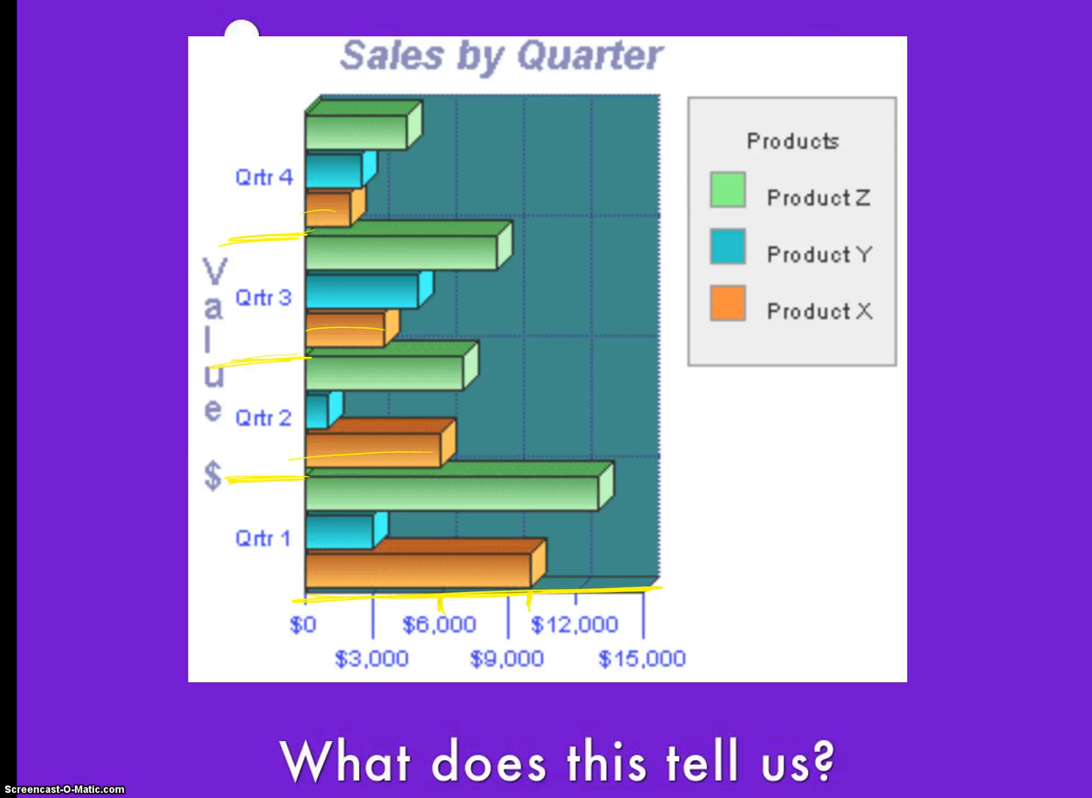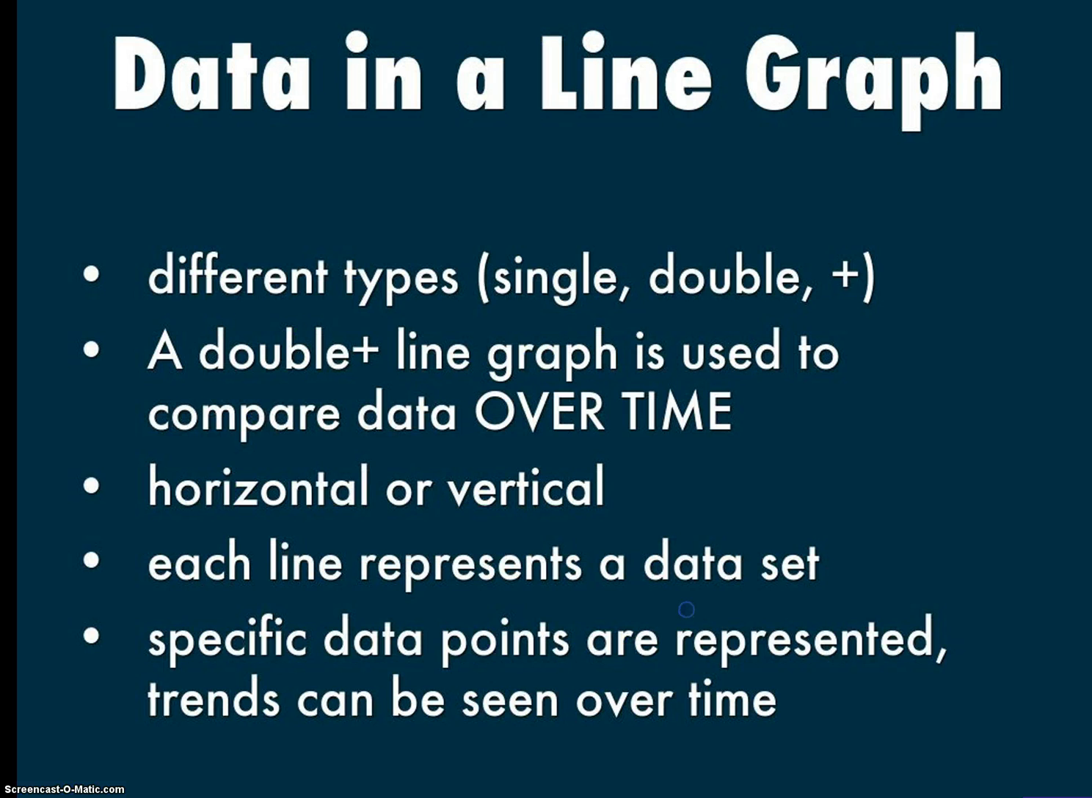So it looked like X was a pretty solid contender for a while, but then it has decreased over time, and maybe they'd want to discontinue that product or see if they could find a different product that would meet the market. So data in the line graph, there are also different types of those.